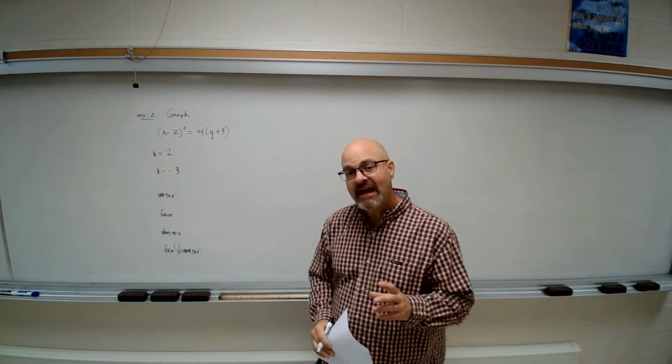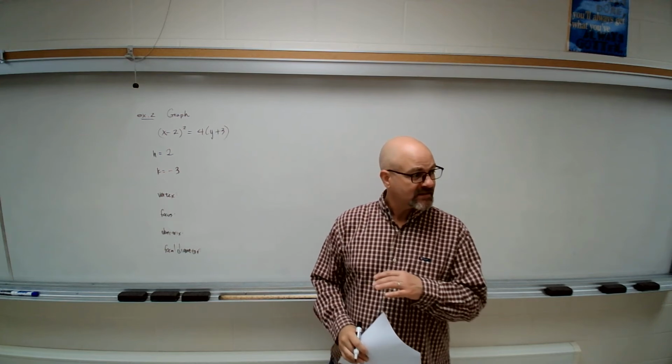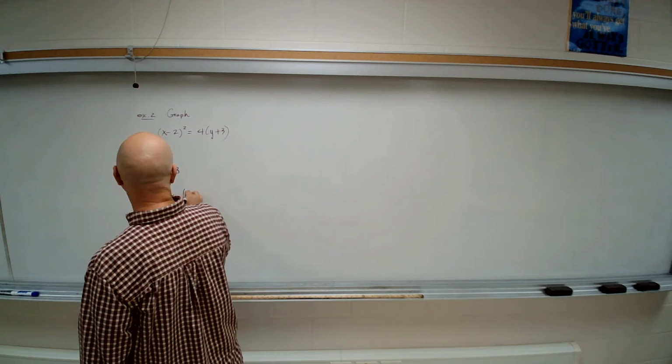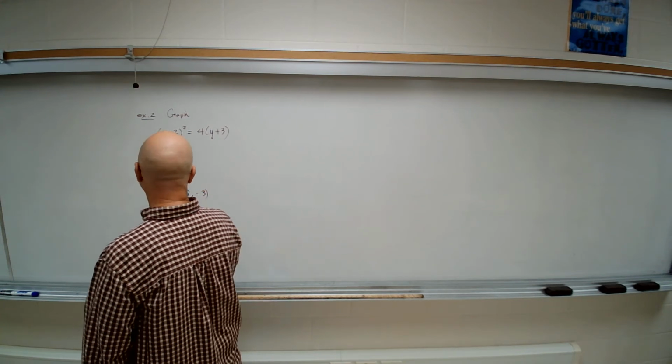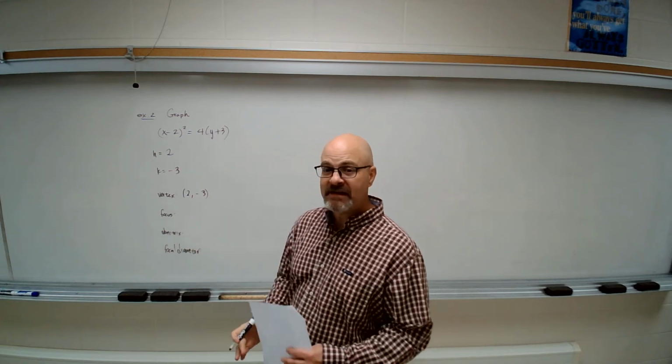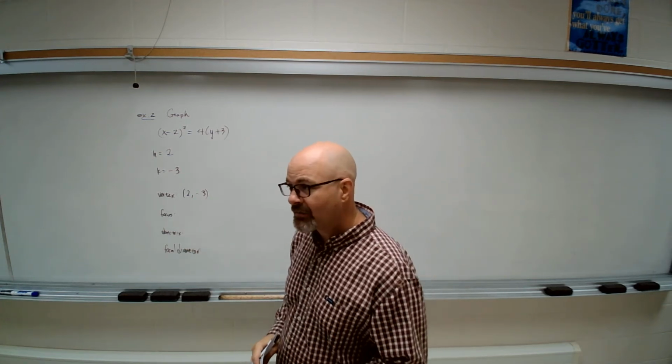Once you know h and k, remember h always comes from the x's, k always comes from the y. We know that our vertex is 2, negative 3. So knowing that, and we know that 4 times p is 4, take a second and try to graph the rest of this.